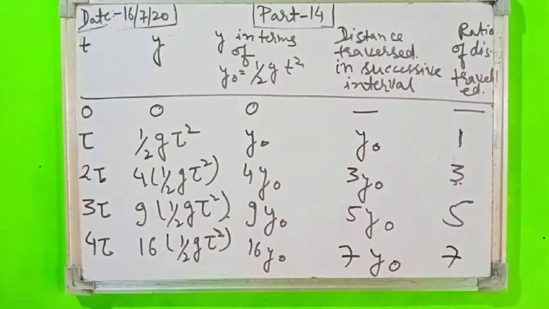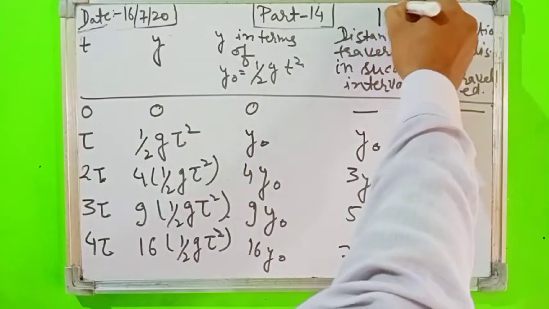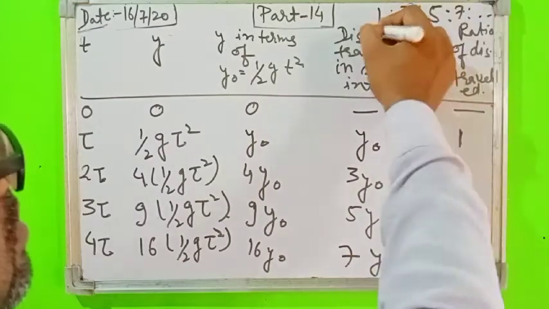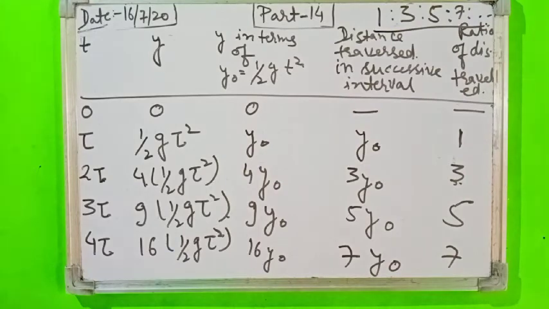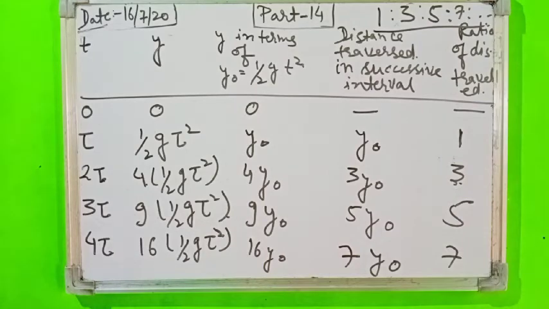So look here, students. What you are getting? The ratios are 1:3:5:7 and so on. So this is the proof that the distances are in the simple ratio. If we take the ratio of the distances, they are in the simple ratio 1:3:5:7, and this is Galileo's law for odd numbers.